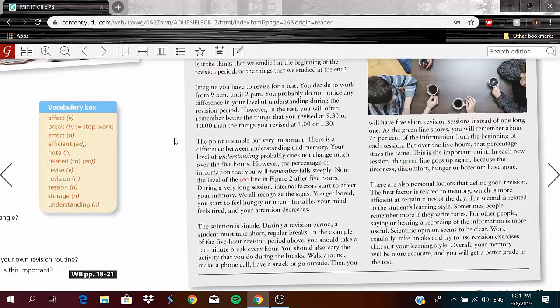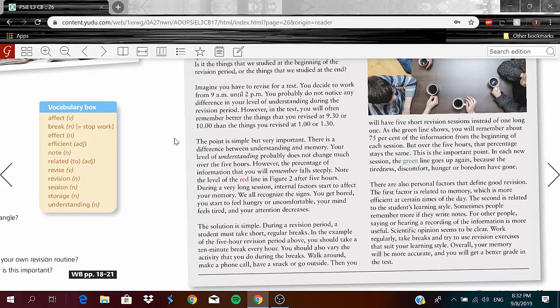As the green line shows, you will remember about 75% of the information from the beginning of each session. But over the 5 hours, that percentage stays the same. This is the important point. In each new session, the green line goes up again, because the tiredness, discomfort, hunger, or boredom have gone.